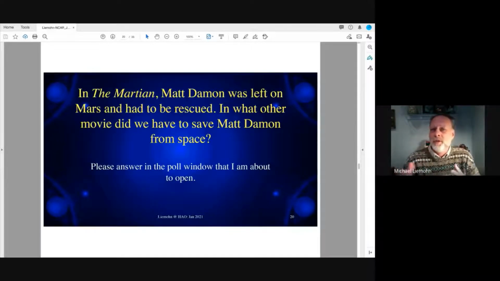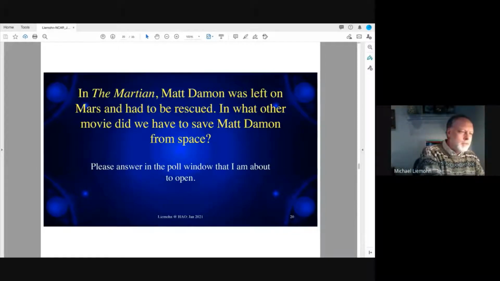And so I'm pretty sure that in Ocean's 14, which is yet to be made, it's an outer space thing where they're trying to do a heist on the International Space Station, and Matt Damon gets himself in trouble, and Danny Ocean has to save him and somehow ends up dying in the process. And so we tried to save Matt Damon from space in Ocean's 14 too. So really all of these answers are correct.